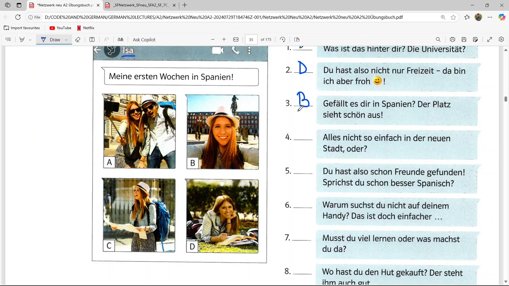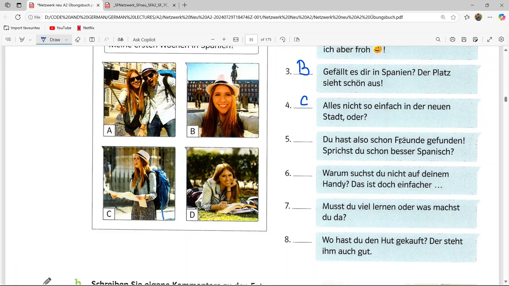Okay, next one. Alles nicht so einfach in der neuen Stadt, oder? So not everything is easy in the new city, is it? The question is like this. So commenting about the difficulty in the city, so this might be picture C, because she is finding a difficulty in finding the location. So this one is C.